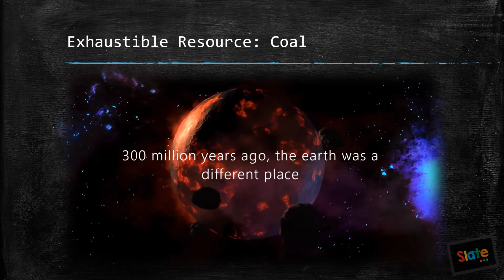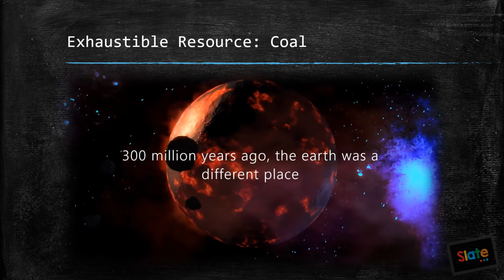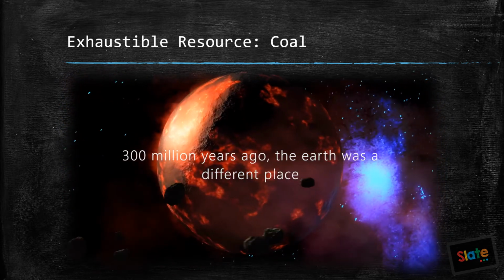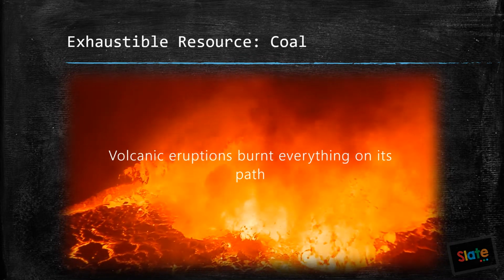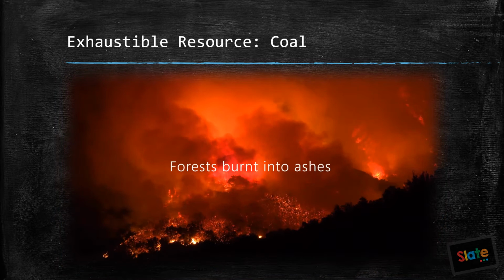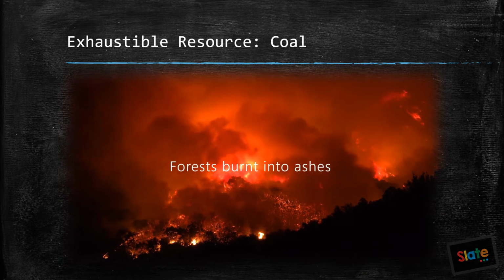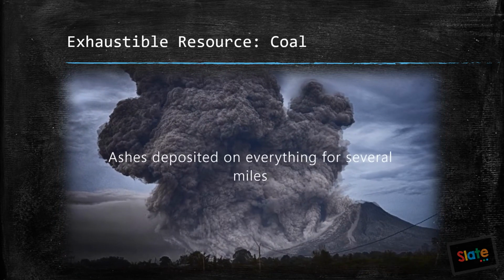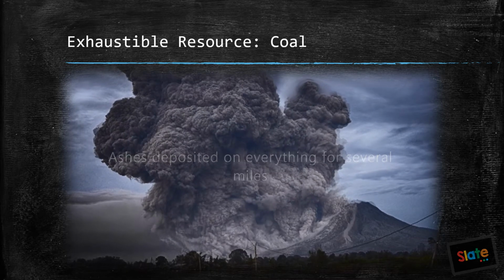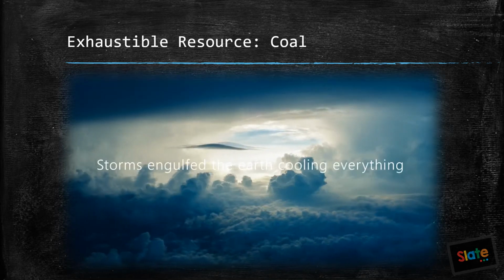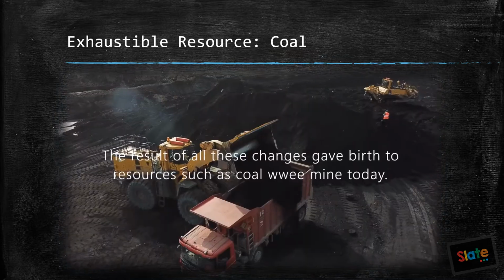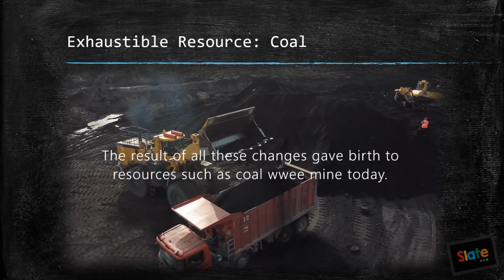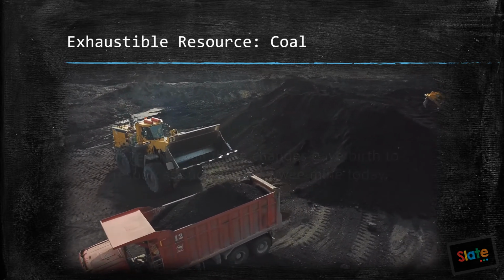But 300 million years ago, Earth was a different place. Volcanic eruptions burnt everything on its path. Forests burnt into ashes. Ashes deposited on almost everything for several miles. Storms engulfed the Earth, cooling everything possible. And water loosened topsoil. And for eons this cycle of heating and cooling continued.